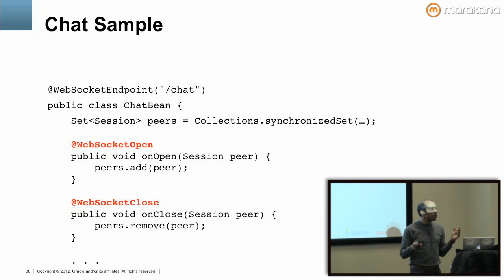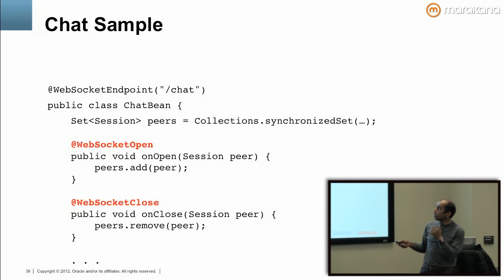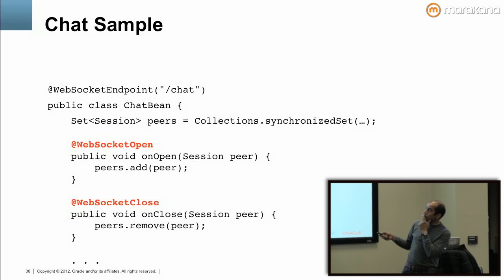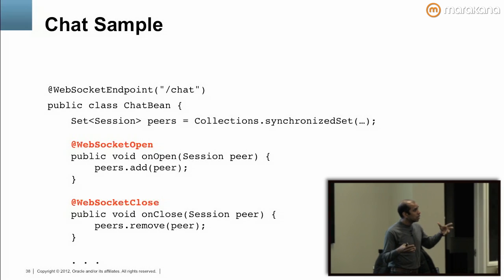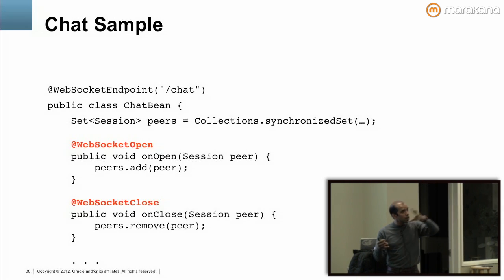This is how we would write a very simple chat sample, for example. I have a chat bean. In the chat bean, I'm going to collect a set of sessions. Now, a session encapsulates how a client is making a request to the endpoint. I'm going to just maintain that list of sessions. So that's the way I would write a simple chat server, and this is a fully operational chat server.